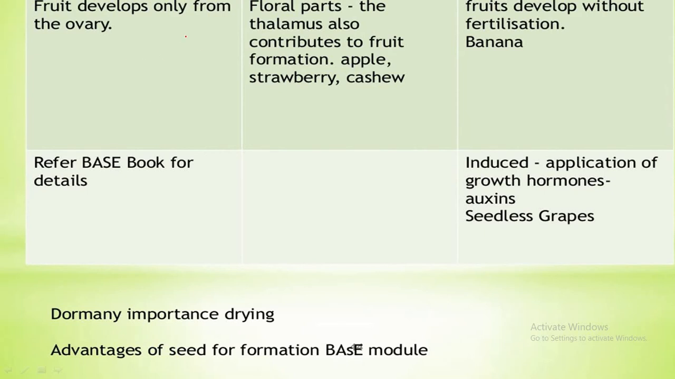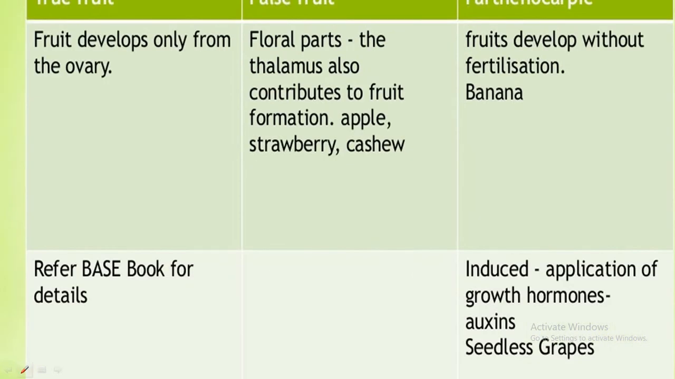The floral parts, the thalamus, also contribute to fruit formation, such as in apple, strawberry, and cashew. Some of the fruits are developed without fertilization, for example banana. They are the seedless fruits. Double fertilization in angiosperms triggers the formation of the ovule into a seed. The seeds are formed inside the fruits.